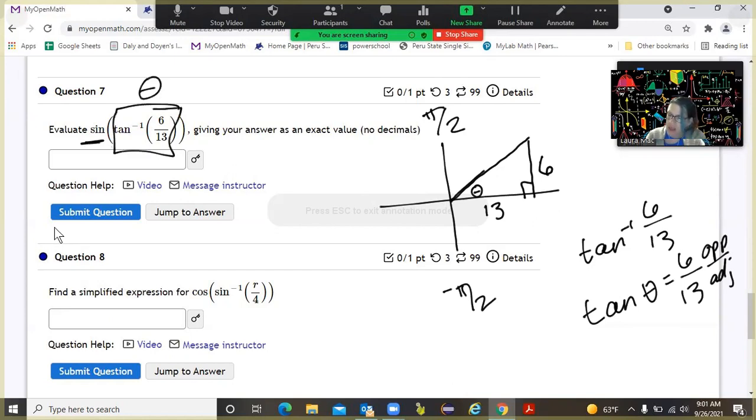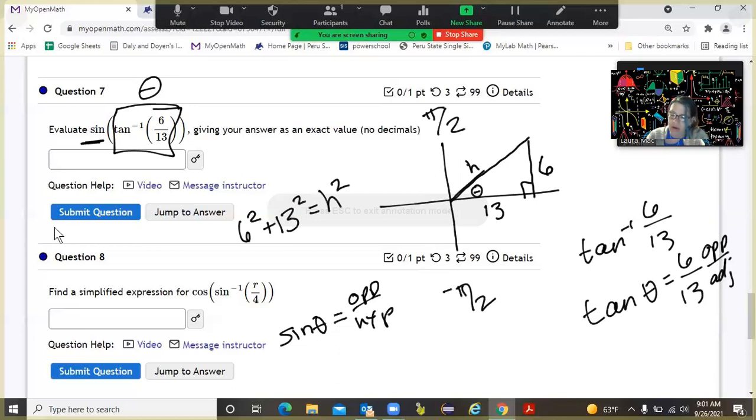Because that's our theta. Well, sine is in the ratio of opposite to hypotenuse, except we don't have the hypotenuse written here. So let's find the hypotenuse first, and then we'll be able to answer the question. So this is just going to satisfy our Pythagorean theorem. I'm going to call it H for hypotenuse. So we'll know that 6 squared plus 13 squared has to equal H squared.